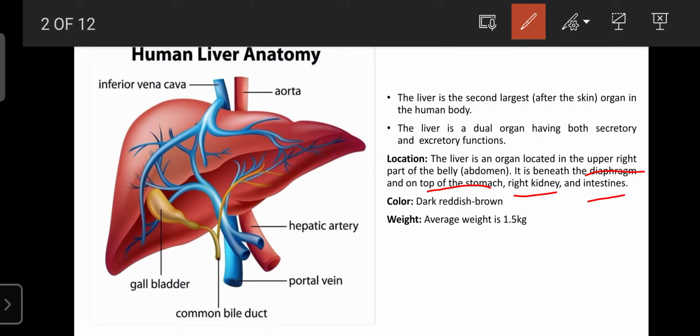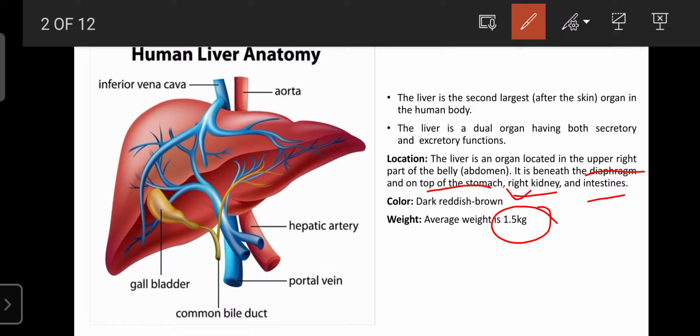The color is dark reddish brown, and the average weight of the liver is 1.5 kg. The liver is mainly divided into two lobes with the help of fissures, that is the right lobe as well as the left lobe.